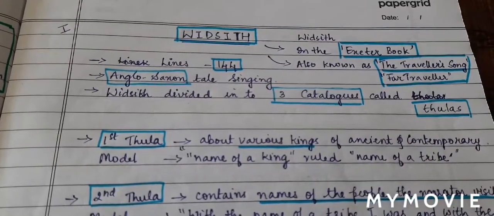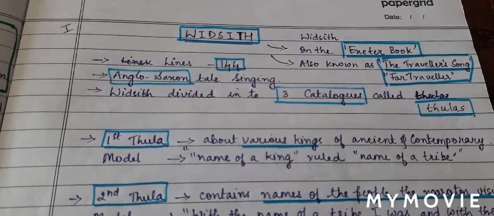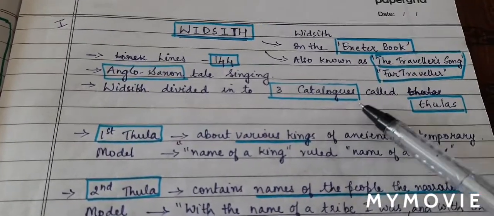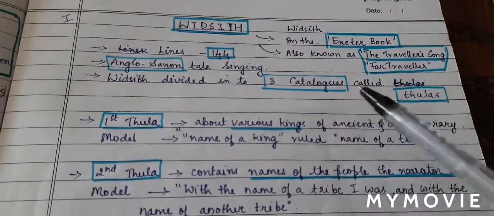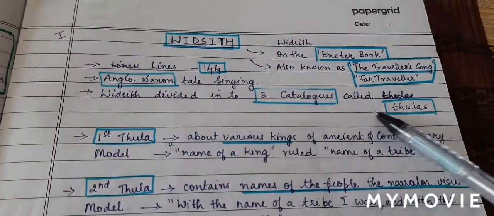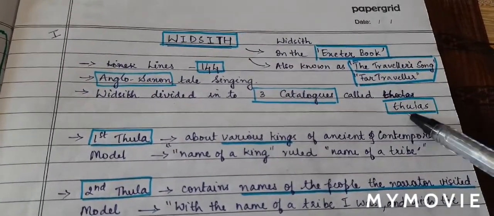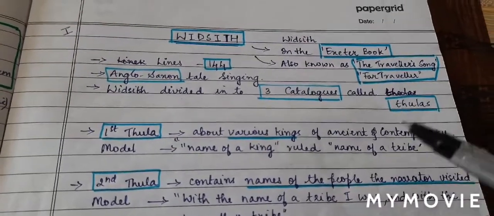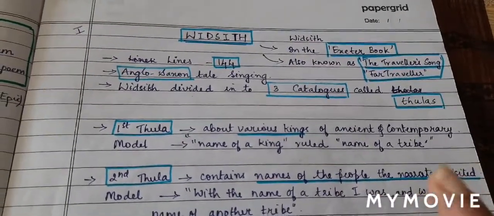Widsith is basically divided into three catalogues. These catalogues are also known as tulas. So Widsith is divided into three tulas or catalogues. Each tula will be followed by a model, so each tula will be explained in a kind of model.